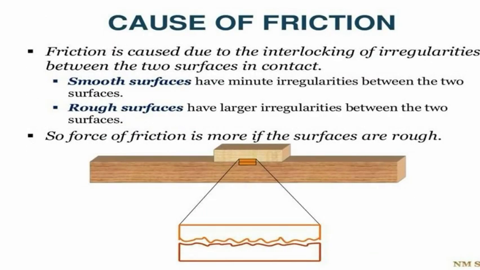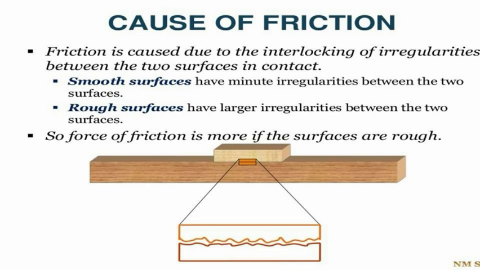Friction is caused due to the interlocking of irregularities between two surfaces in contact. Surfaces of all objects have irregularities. Even a smooth surface has minute irregularities. When an object moves over another object, these irregularities get interlocked and oppose the motion of the object. This is known as the force of friction.